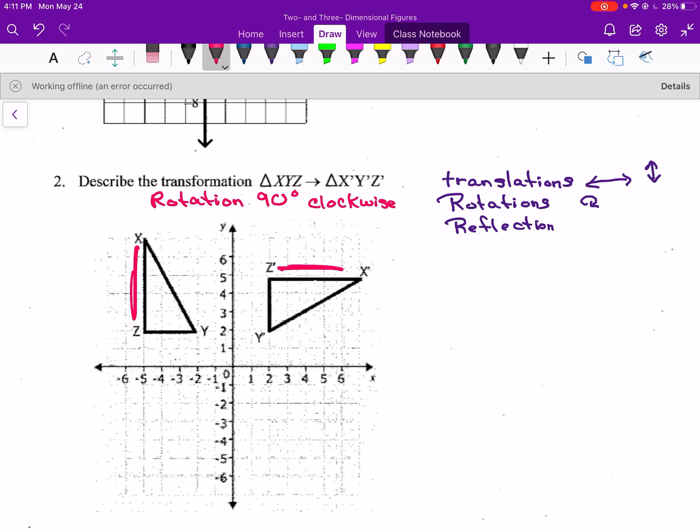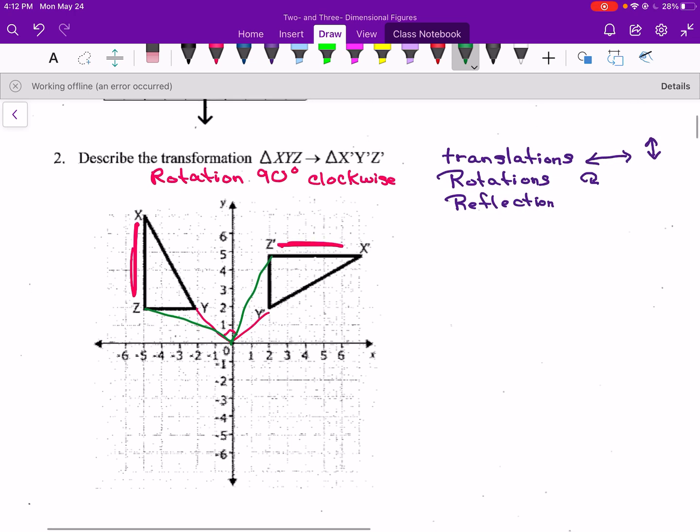An easy way to see this is to draw a line from the origin to Y and to Y prime, and what you're going to see is a 90-degree angle. And it'll work that way if you draw a line from Z to the origin and then to Z prime, you'll also see a 90-degree angle in there. So that tells us that we are rotating 90 degrees.